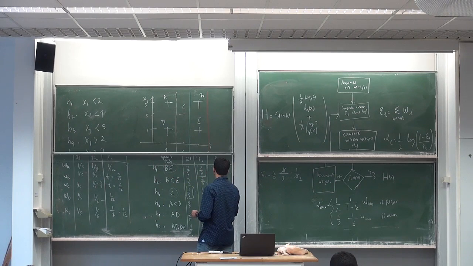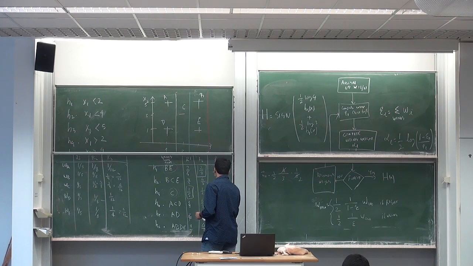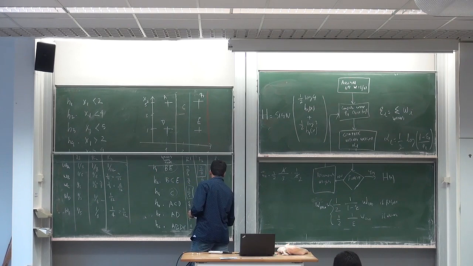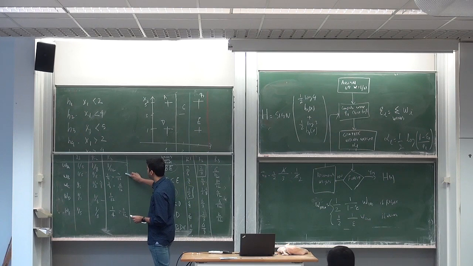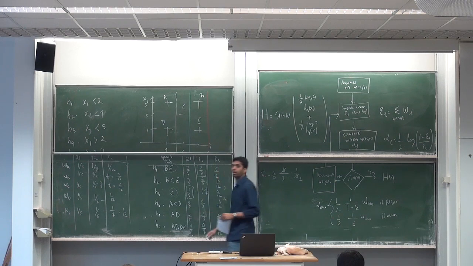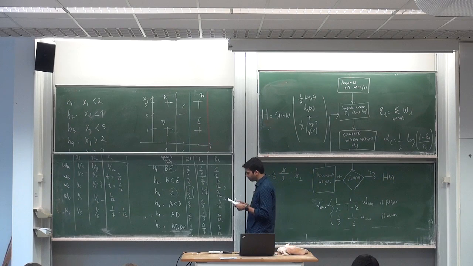Then H4 is A, C, and D, so it's 1 over 12, 5 over 12, 6 over 12. Then H5 is A and D, so 1 over 12 and 1 over 12, so it's 2 over 12. And H6 is A, B, D, E, so it's 1 over 12, 4 over 12, 5 over 12, 8 over 12. Do these numbers look right? If there's some mistake, do tell me, but I think they're correct because they match what I have from before. Okay, so now we've computed all the errors.